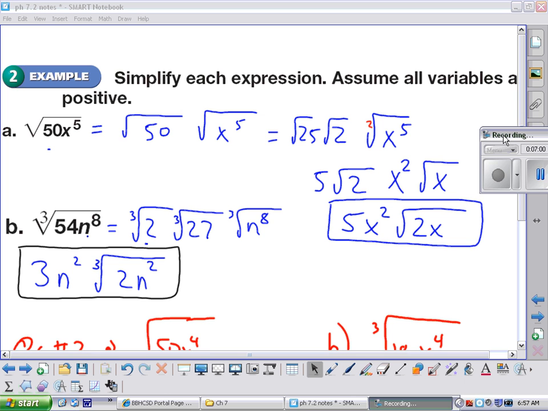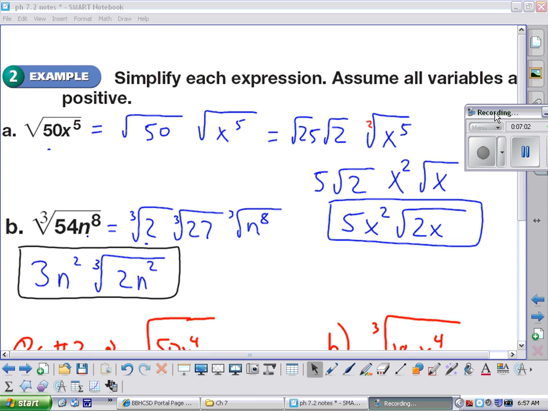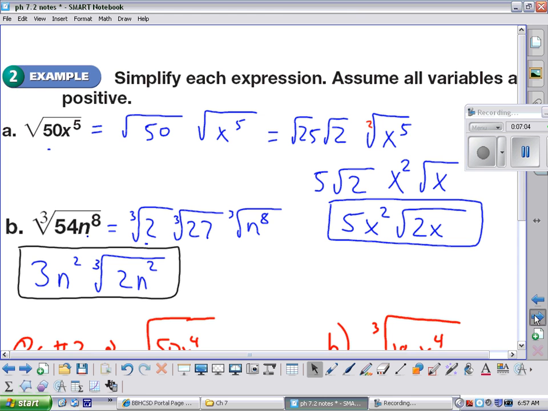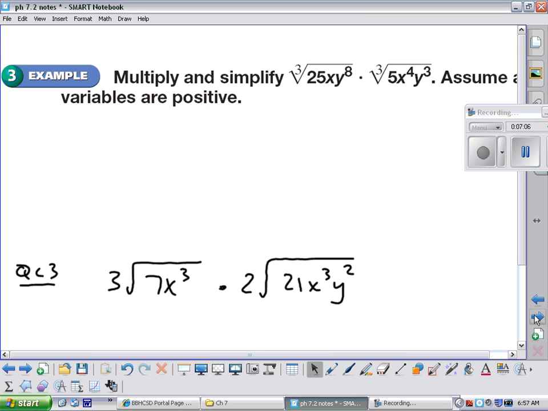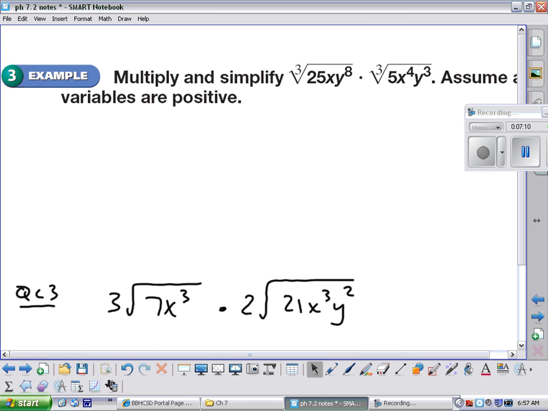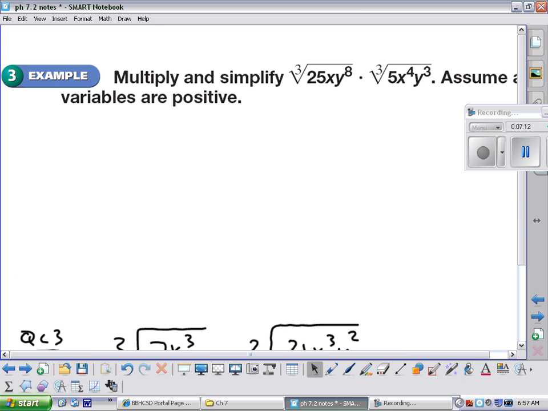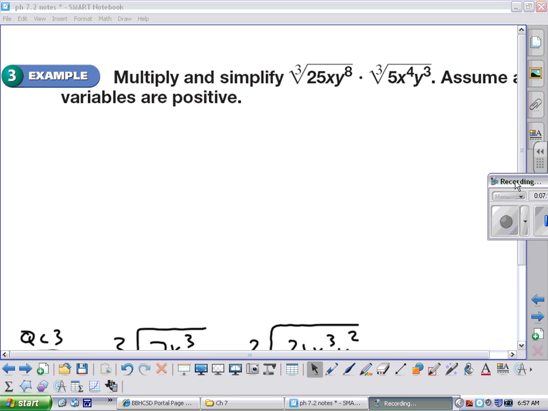Let's go ahead and keep moving along here, just showing you a couple examples. Again, these quick checks, you'll do these in class when you come in. So just go ahead. And again, we're going to assume all variables are positive. So this one, we're going to multiply and simplify. So we're going to jam it all together first and then do all that simplification that we just did.